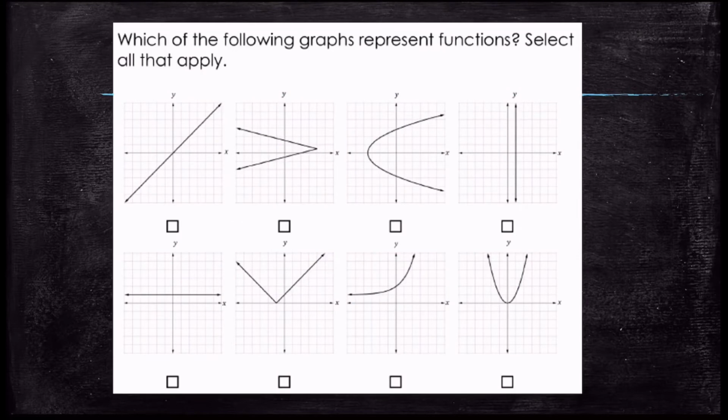So what about these? Take a minute and read what it says, and I want you to answer this question. Which of the following graphs represent functions? Select all that apply. Okay, so here we have a linear function. Then as we move through, our next function's not till we're down at the bottom. That's a horizontal line, but that is a function.